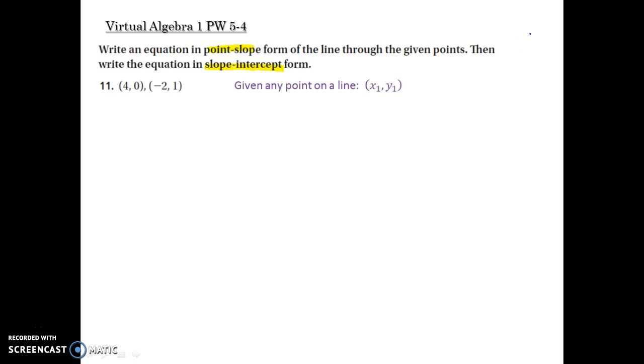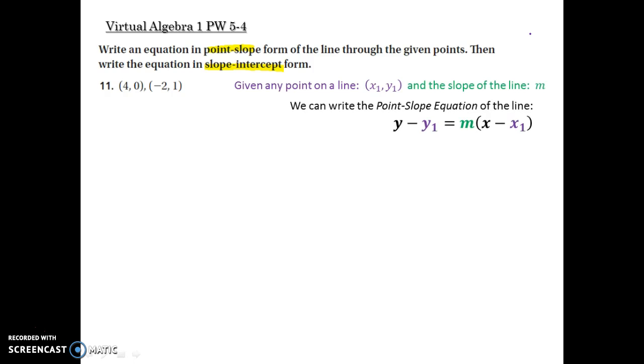So, if we have a point on a line, the x value and the y value, we'll call it x1 and y1, and we have the slope of that line, we can write the point-slope form of the equation like this. Y minus the y value of our point equals the slope times x minus the x value of our point. So this y and this x will stay in the equation, but the m, the x1, and the y1, we're going to plug in our numbers for those.